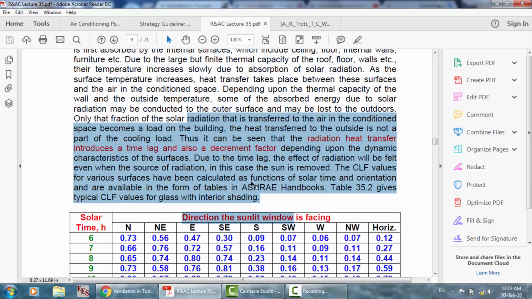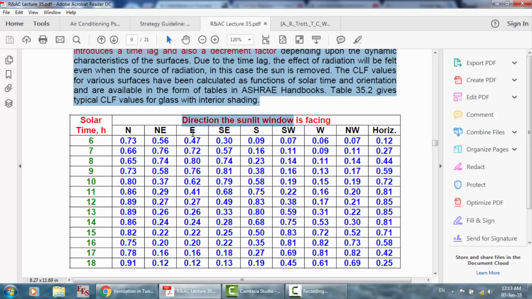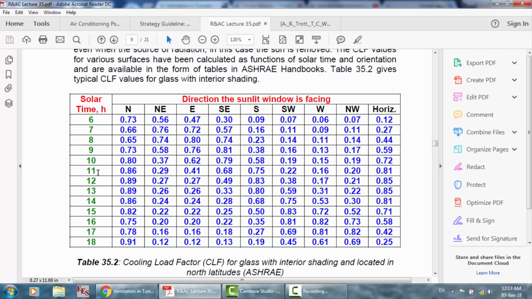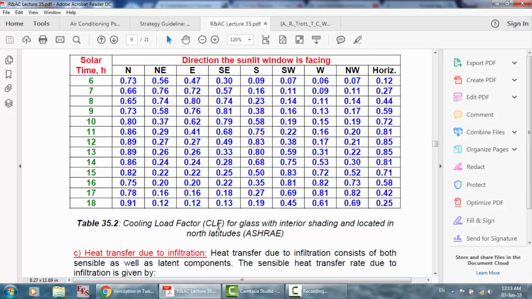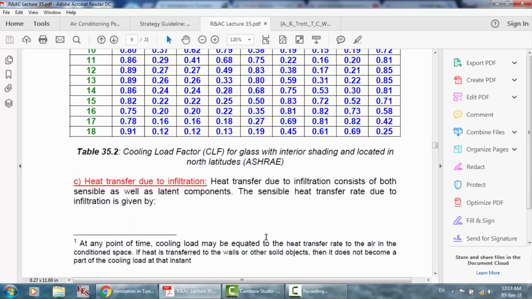The CLF values for various surfaces have been calculated as functions of solar time and orientation and are available in the form of tables in ASHRAE handbooks. Like this, we have here, according to the orientation, the direction the sunlit window is facing. We have here also the time. You get the CLF factor for glass with internal shading and located in north latitudes.